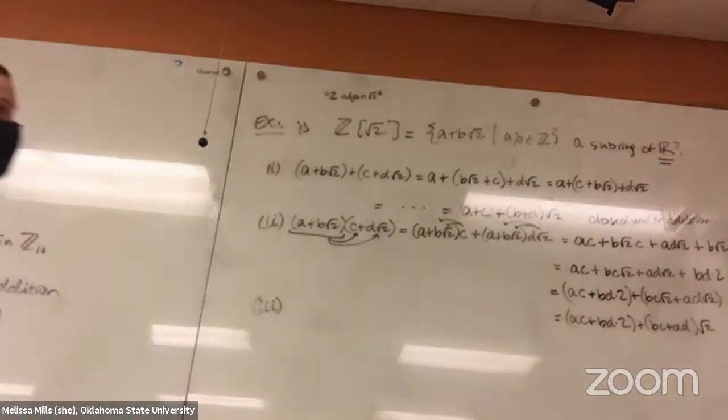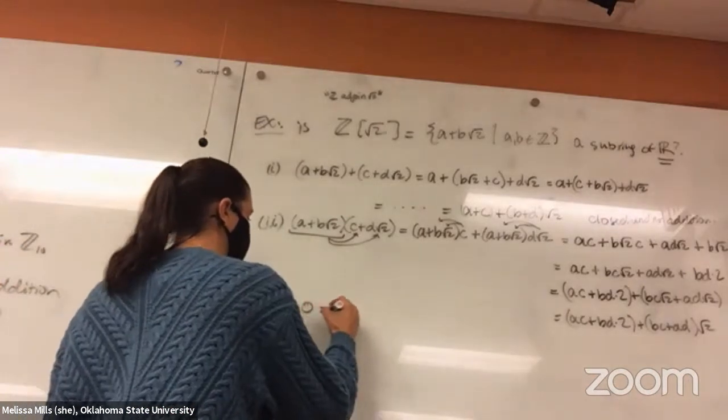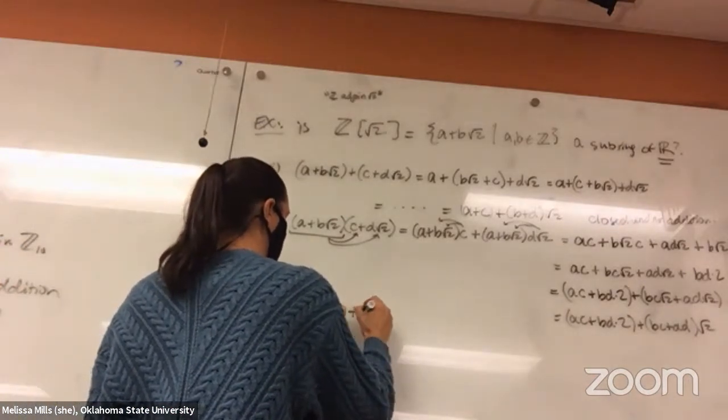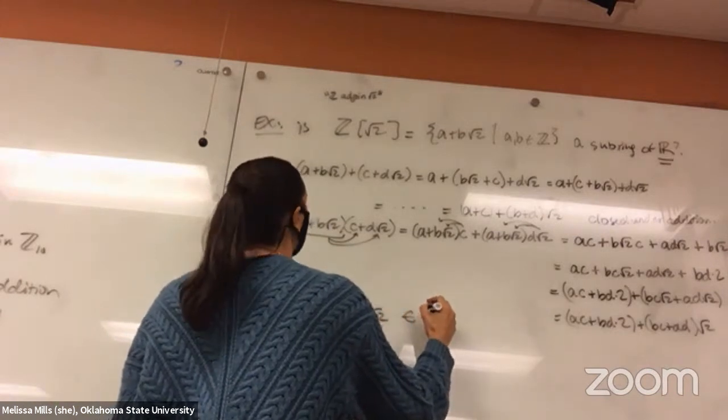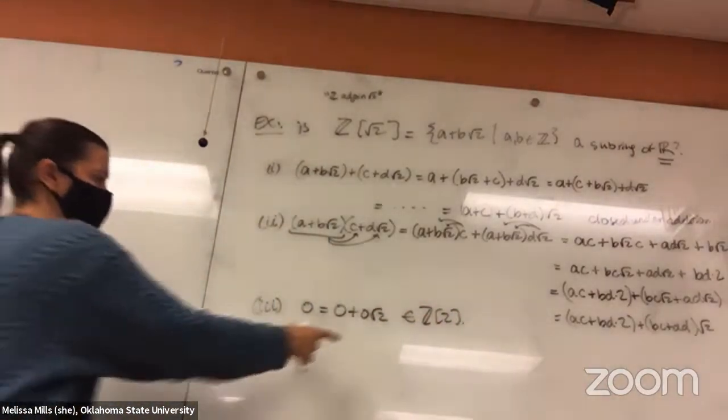Do we have additive identity? And now that I pulled the rug out from under you, you're not sure. What do you think the additive identity will be? Minus A minus B root 2. So you're thinking of additive inverses. But that will be the additive inverse, yes. A and B should both equal 0. So 0, which is equal to 0 plus 0 square root of 2, is contained in Z adjoining square root of 2. So it's of that form, right?